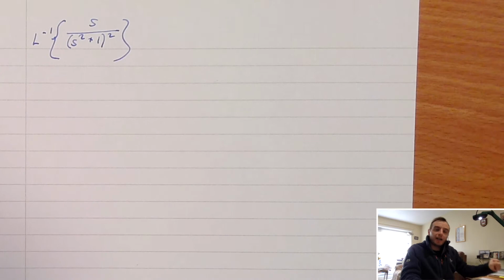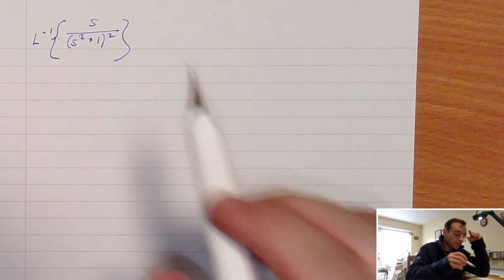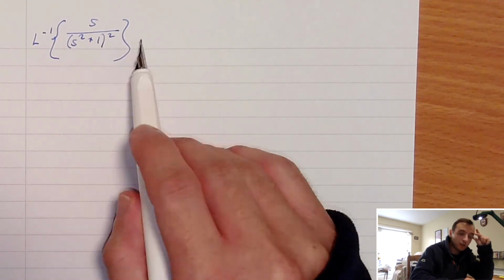Okay, so in this video, I'm going to be using the convolution theorem to solve an inverse Laplace transform of a slightly more complex form. So let's go straight in. So we've got the inverse Laplace transform of s on (s squared plus 1) all squared.